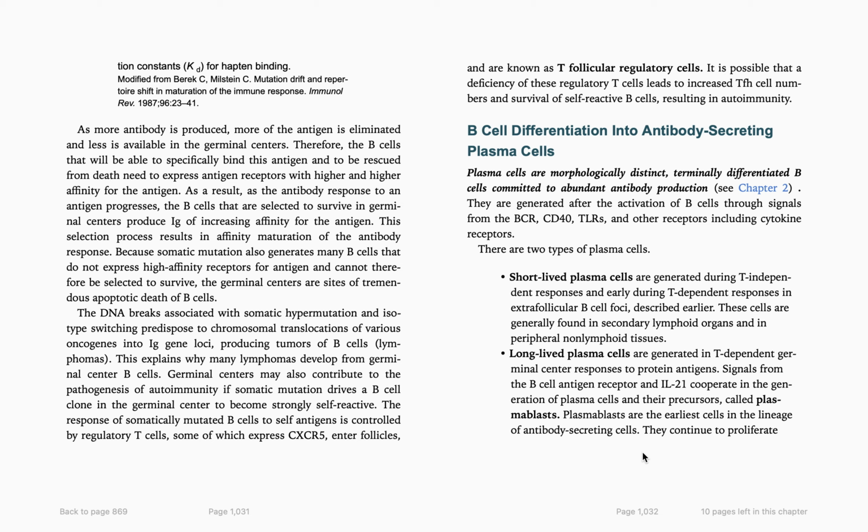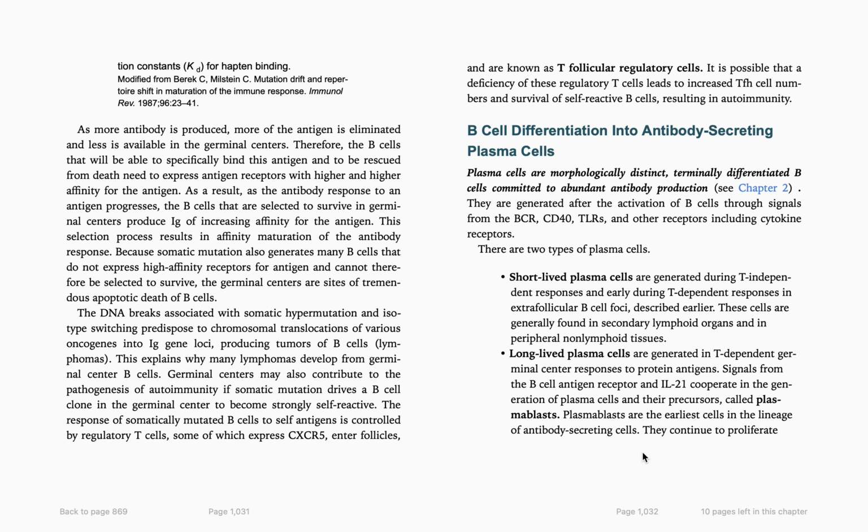B cell differentiation into antibody-secreting plasma cells. Plasma cells are morphologically distinct, terminally differentiated B cells committed to abundant antibody production. They are generated after the activation of B cells through signals from the BCR, B cell receptor, CD40, Toll-like receptors, and other receptors including cytokine receptors. There are two types of plasma cells.